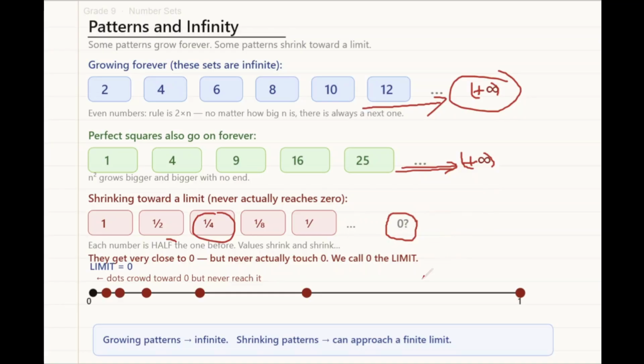Here the limit of this pattern is 0. There can be other patterns as well where the limit can be other numbers. Say for example, if you consider 0.9, then the next number is 0.99, and the next is 0.999. In this case, the value is approaching 1, but it is never 1. So we say the limit of this pattern is the number 1. I hope you got the idea.